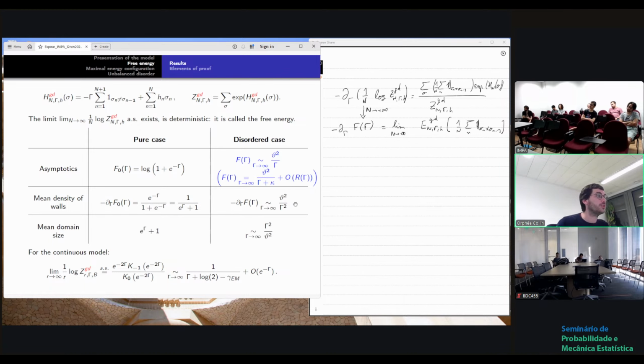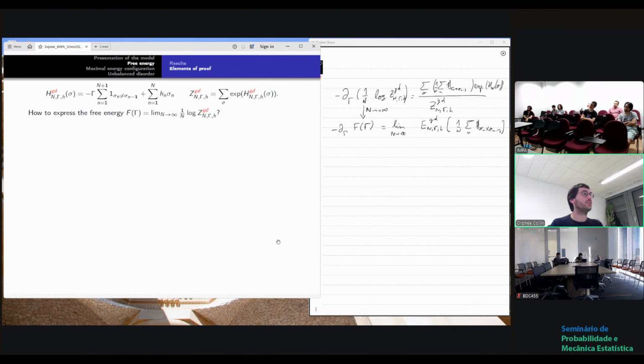In terms of the sizes of the domain walls, it means that we recover that the size here is exponential in gamma, and here it's of order gamma squared. So this is the first big disorder relevance. Okay, and now I'm going to explain quickly how we are able to estimate the free energy.